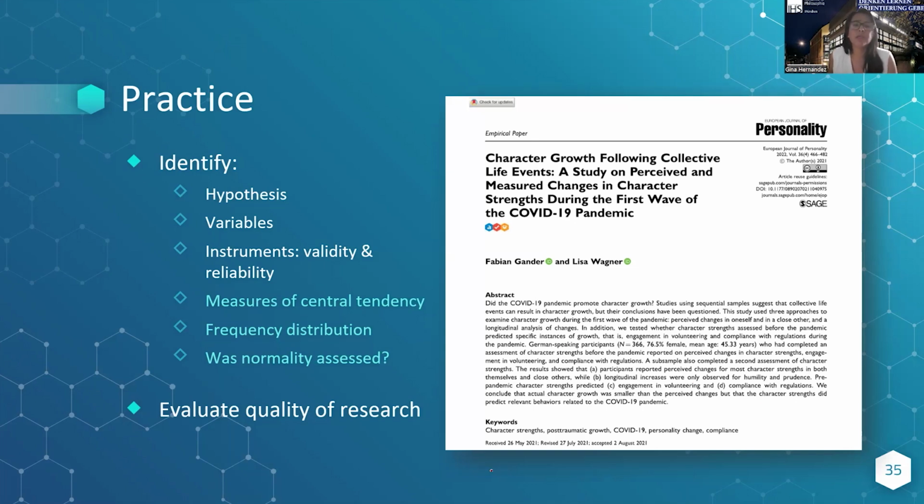So right now, I will ask you to come back to this paper and now to look at the measures of central tendency that they are giving you. Like, what are the means they are reporting? What are the standard deviations they are reporting? Or you can also look into the frequency distributions they are reporting, or if normality was actually assessed in this paper. You need to do all of these things in order to evaluate the quality of psychological research. And this is why it is very, very important for me to do it.